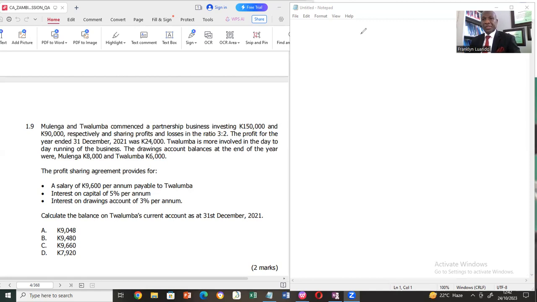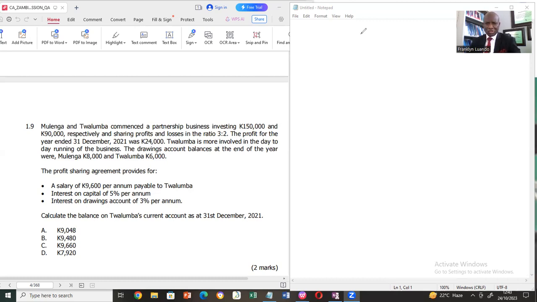Now, under partnership, after determining the profit for the year in the normal way that we calculate profits, you need to prepare the appropriation account. In the appropriation account, that's where profits are shared in terms of what belongs to each partner, in accordance with what they have agreed to share. So what they share is the residue. After all the appropriations have been made, interest on drawings is an income, so it is added to the net profit for the year. Interest on capital is an appropriation, it reduces profit. Salaries is an appropriation, it reduces the profit.